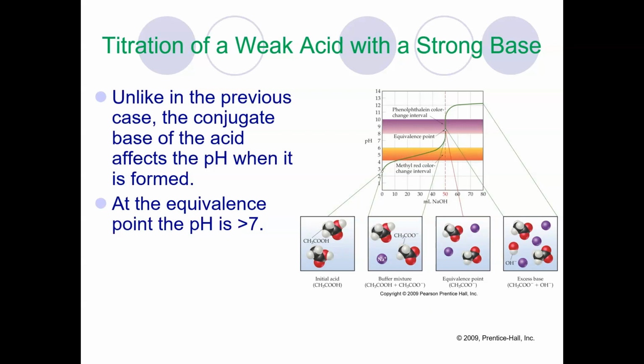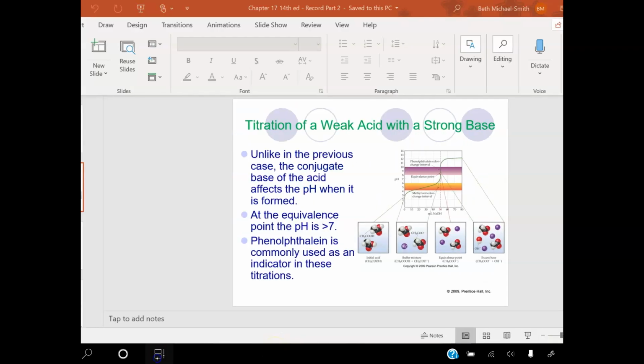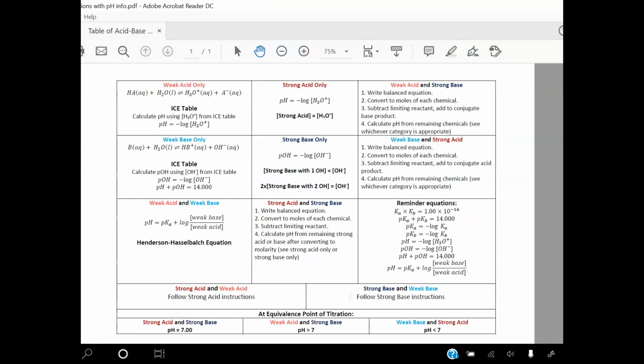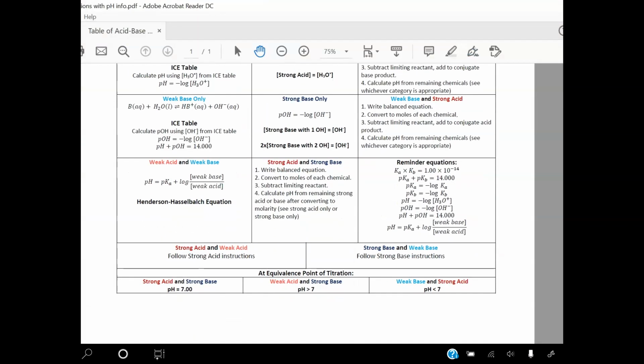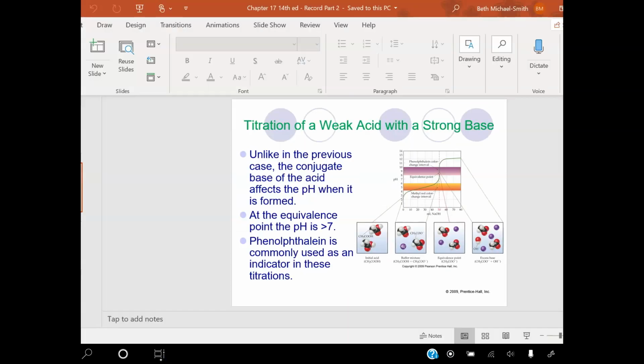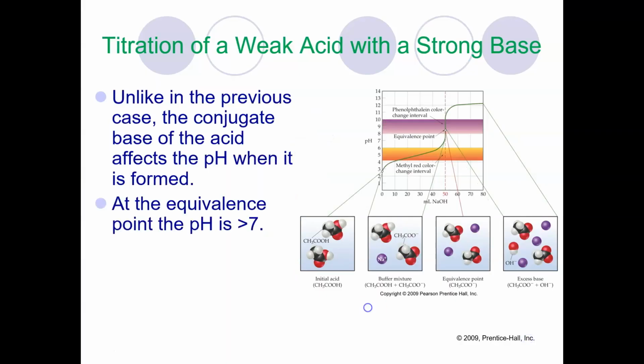So for a titration of a weak acid and a strong base, at the equivalence point, the pH isn't always going to be the same thing. It's going to be different, but it's always going to be greater than 7. And that's actually on that beautiful handout. Down at the bottom, at equivalence point of titration, where it says weak acid and strong base, pH is greater than 7. So part of what we're going to be doing is solving for that.